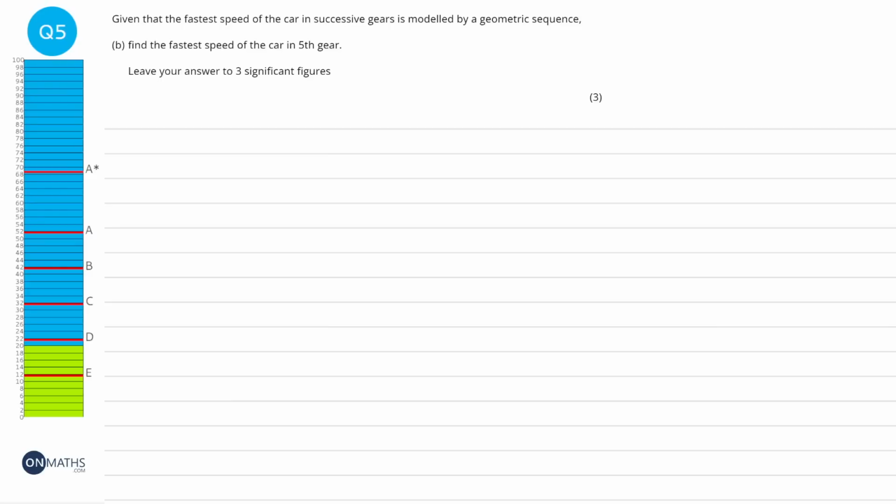Part B seems like it's the same question as part A, but this time it says that we're going to model it as a geometric sequence, which means instead of adding something each time, we're multiplying something. And the formula for that is un, so the nth term is going to be the first number times the common ratio to the power of n minus 1.